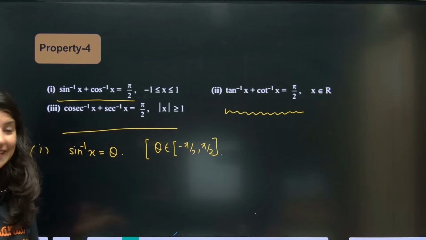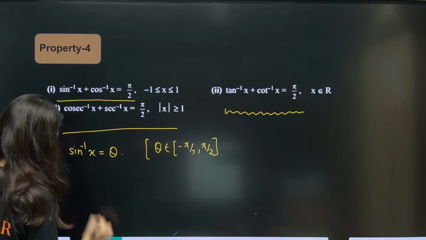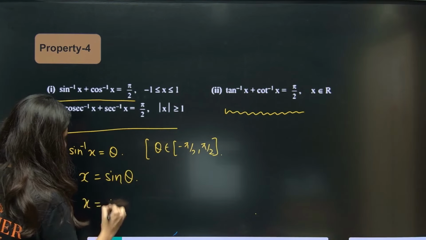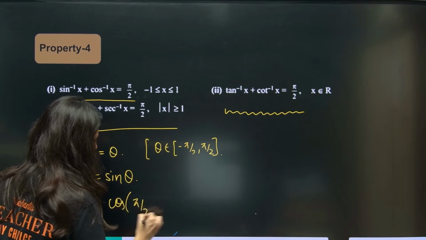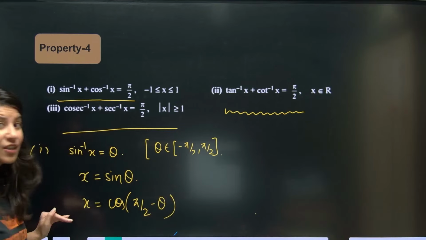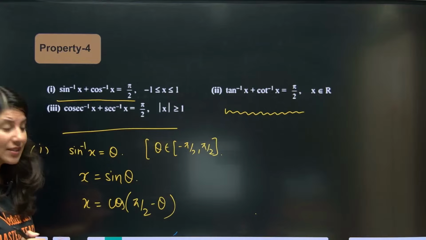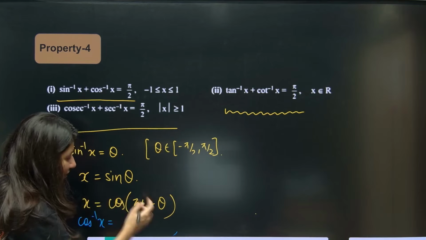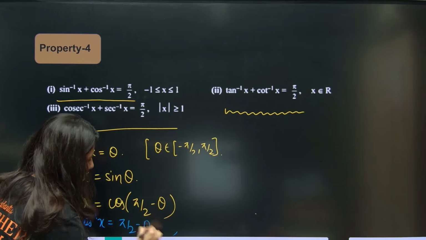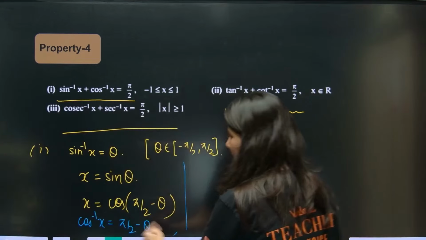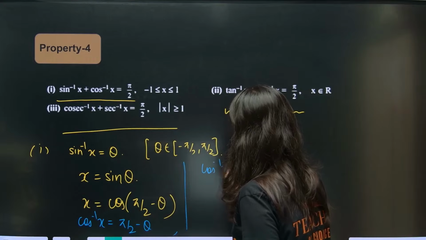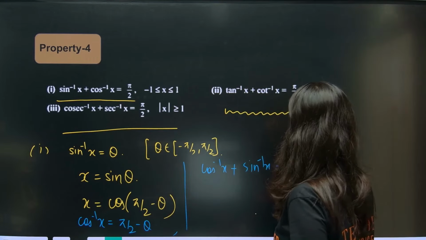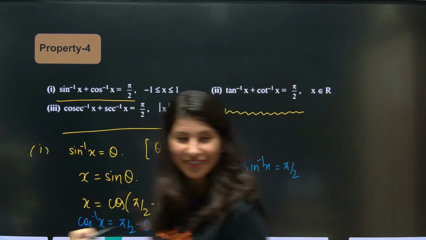Sine inverse x is theta. So x is equal to sine theta. Now sine theta can be written as cos 90 minus theta. Okay, now take cos inverse both the sides. Why cos inverse? Because now we want cos inverse x. Cos inverse cos will be pi by 2 minus theta. So now can you see that cos inverse x plus theta, where theta is nothing but sine inverse x, is equal to pi by 2. Now you get it.